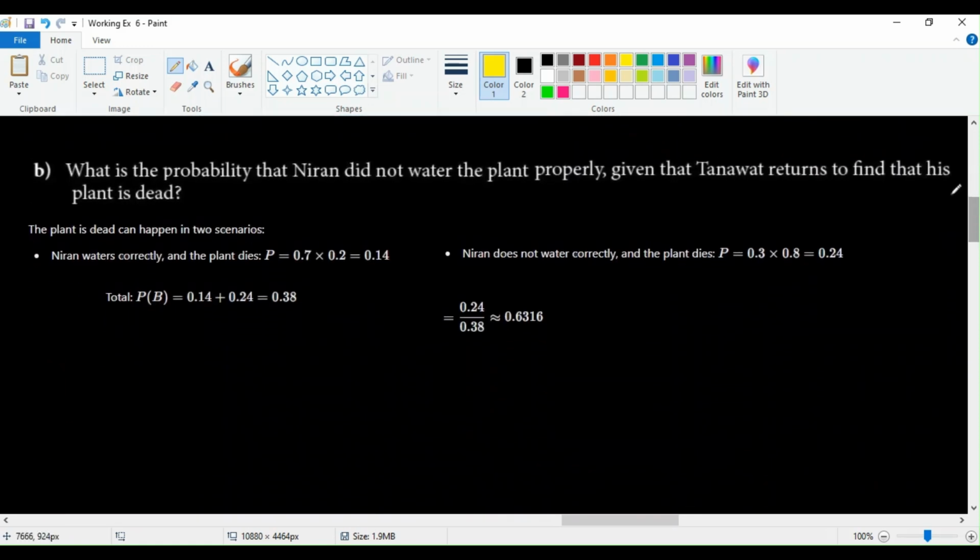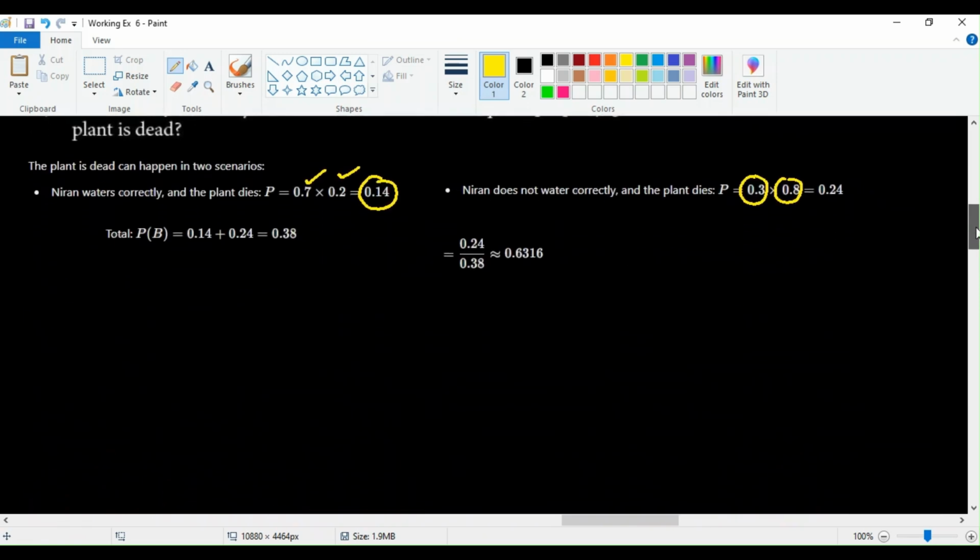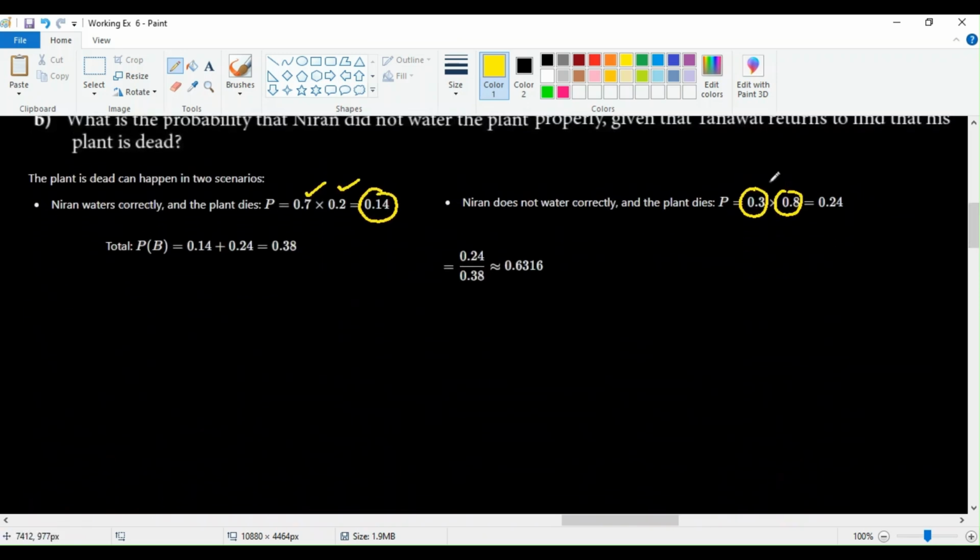It says, what is the probability that Niran did not water the plant properly, given that Tanawat returned to find out the plant is dead? The plant being dead can happen in two different scenarios. First is Niran watered correctly and the plant dies. So 0.7 and 0.2 are multiplied together to give you 0.14. Now, the second possibility is that Niran does not water correctly and the plant dies. So it is 0.3 and 0.8, which you can see over here in the tree diagram also. This gives you 0.24.